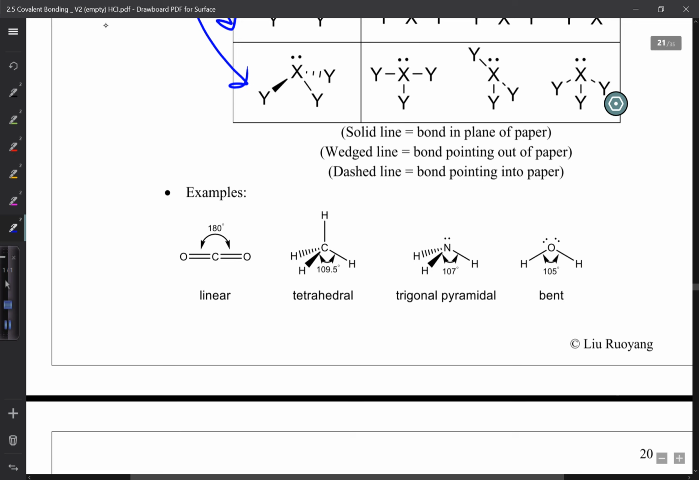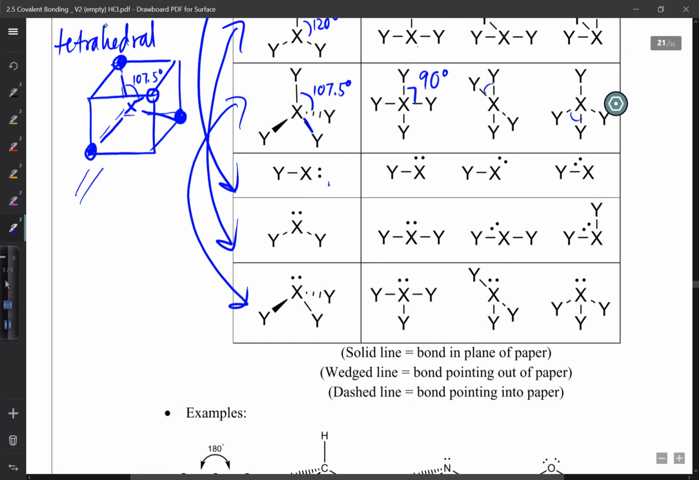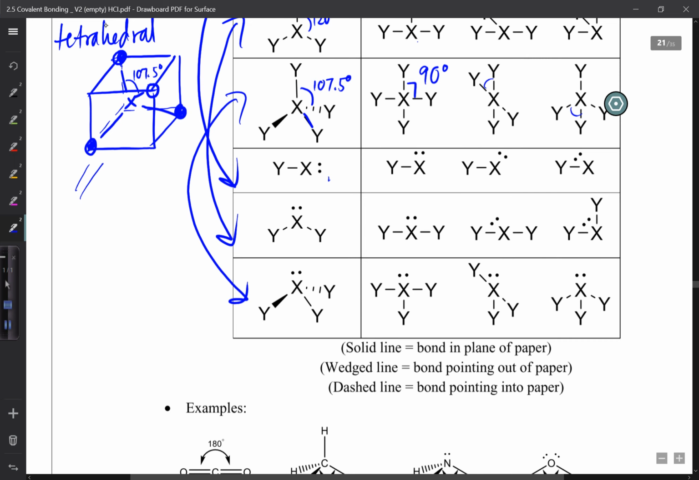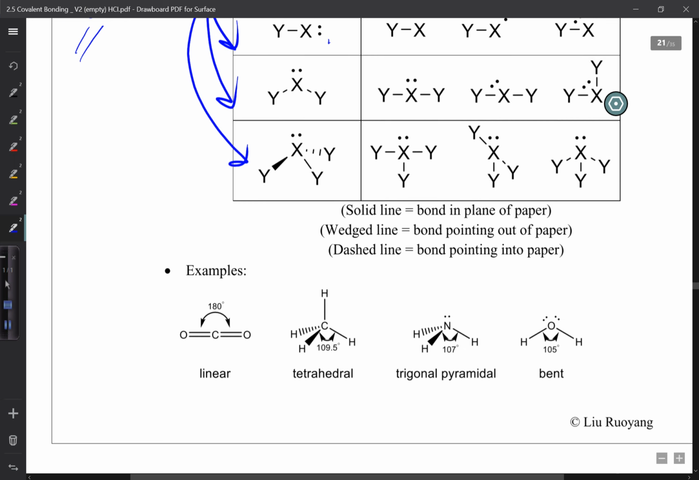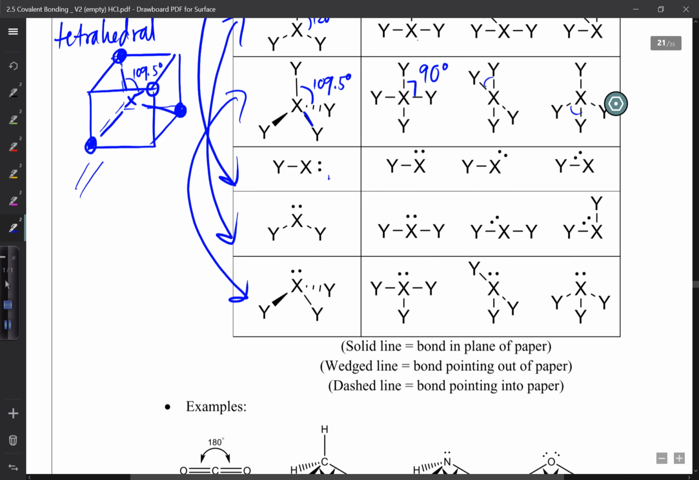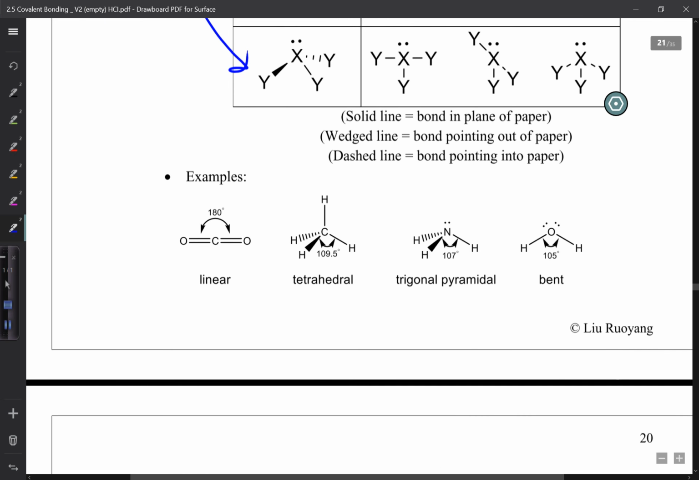Whereas for methane, it will be 109.5. Sorry, this one I wrote wrong. It should be 109.5, not 107. Yeah, 109.5, not 107. I wrote wrong. And then you adopt the tetrahedral shape. Whereas for ammonia, you can see that there's a lone pair over here, and then you have 3 electron regions over here. So this repulsion would be kind of similar to this case, but not exactly the same. Alright, it is 109.5 degrees for methane, or 107 degrees for ammonia.